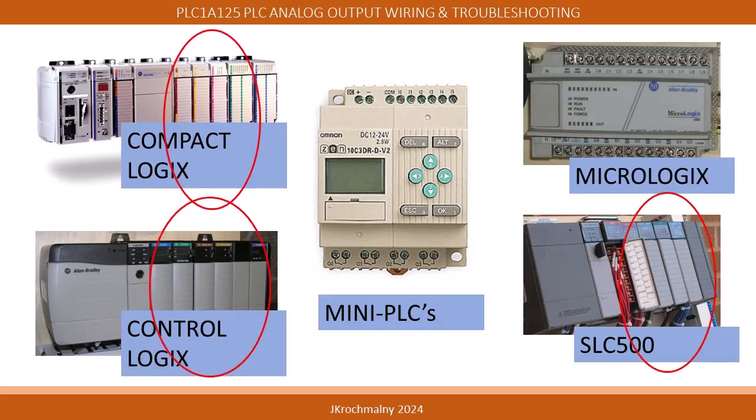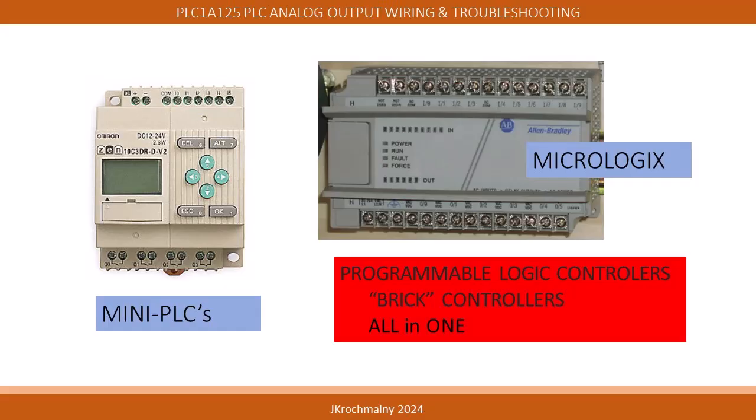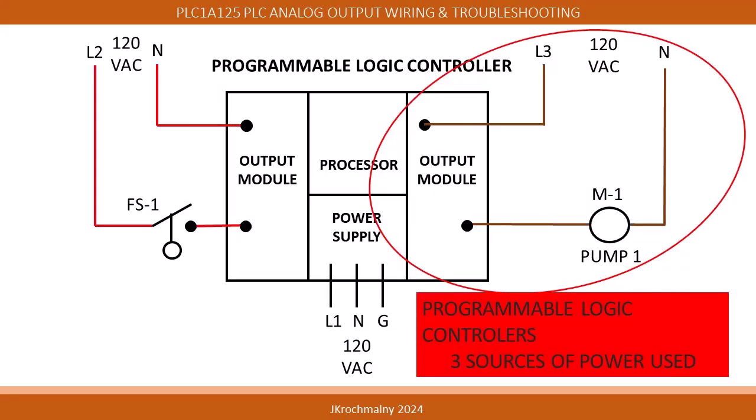The CompactLogix, ControlLogix, and SLC500 assemblies will have their analog output modules assigned in specific locations in their assembly array as shown. MicroLogix and Omron Mini PLCs are considered to be brick controllers, and because of their design may not have analog functions. In this presentation, we'll use this graphic for orientation purposes, as well as to understand analog output wiring concepts.